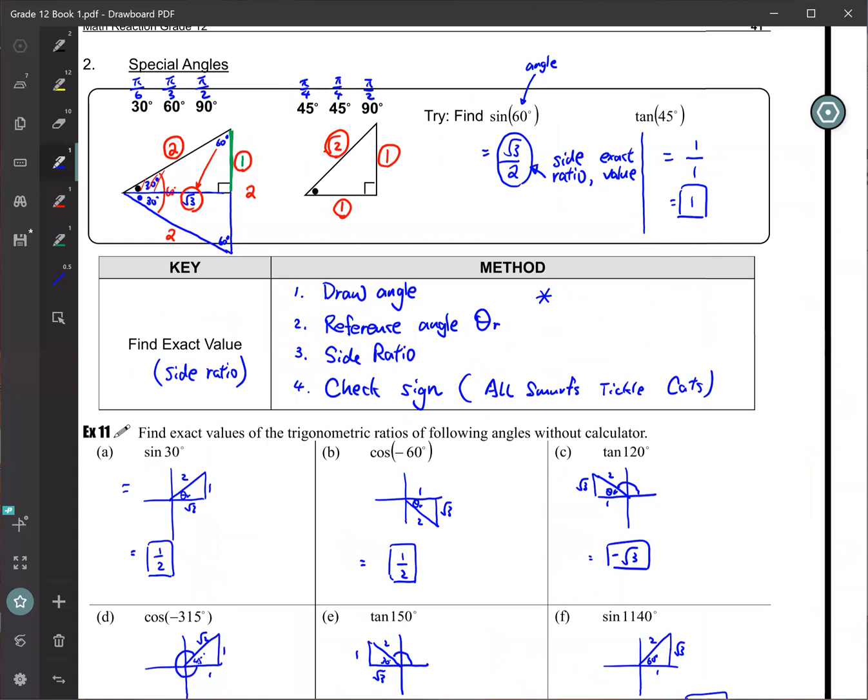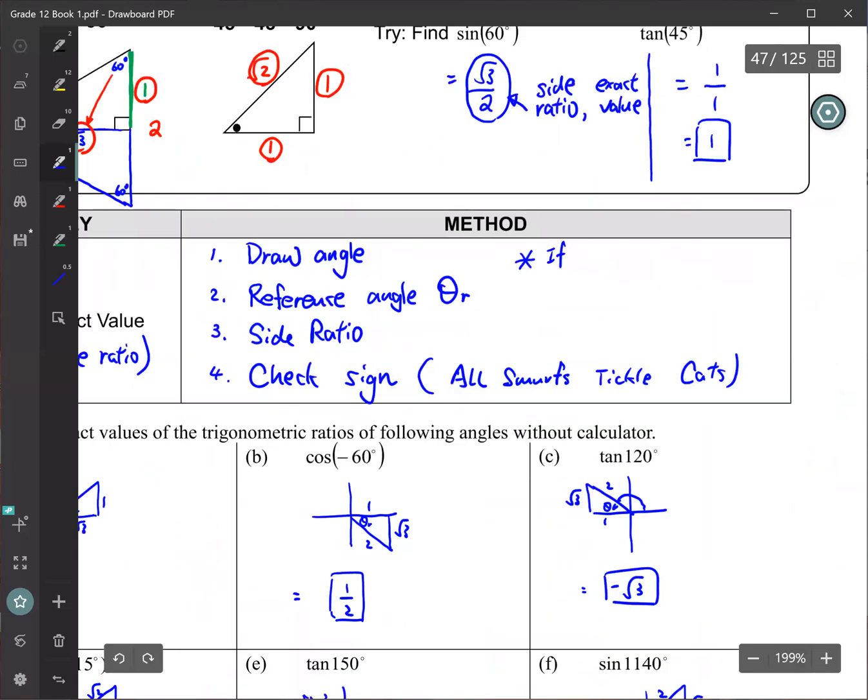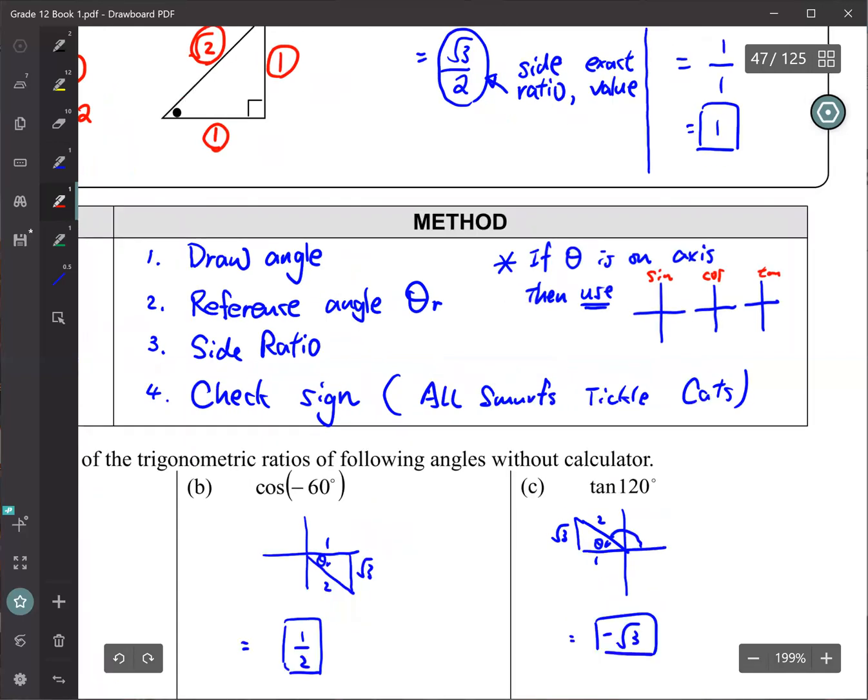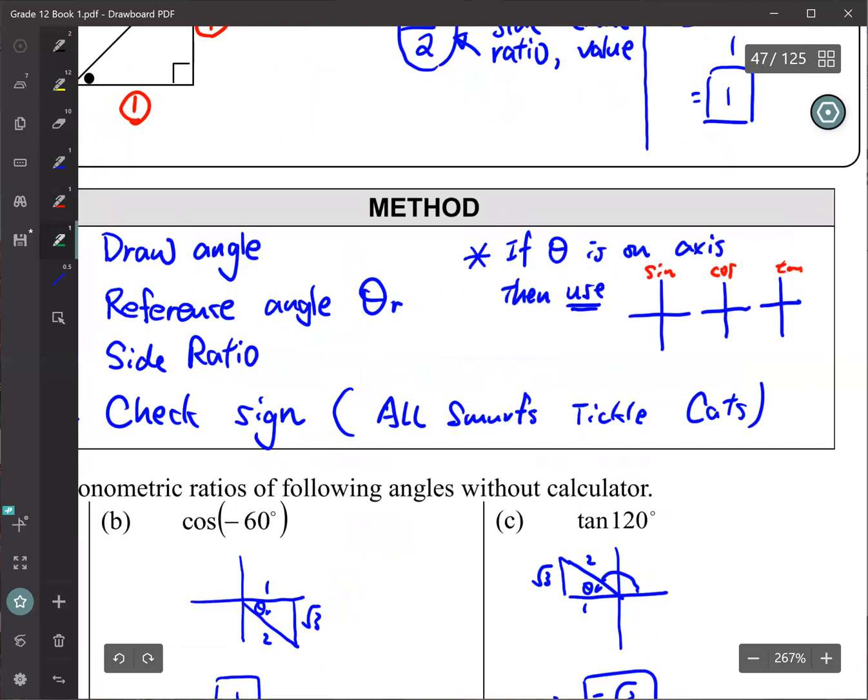Add the sentence in: if the angle is on the axis, then use these 3 circles. So we can quickly fill them in. We have the sine, cosine, and tangent, and we also have the one with the reciprocals: cosecant, secant, and cotangent.